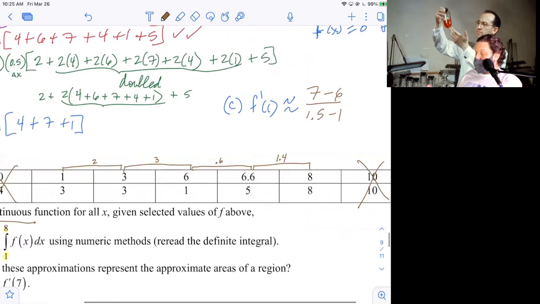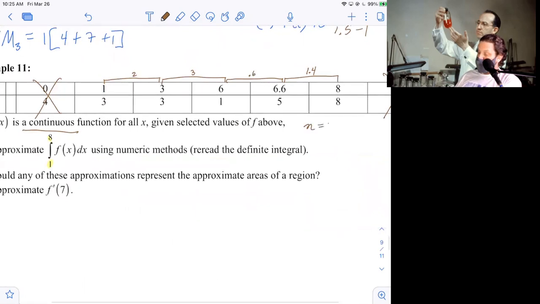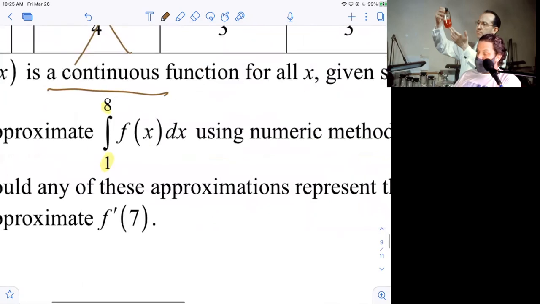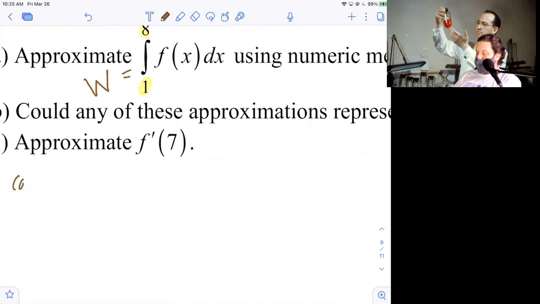Now, when your delta x is different, you can't factor it out. Okay? So you're just going to have to go back to thinking of it as individual pieces. It's not a big deal. Now, how many delta x's did we calculate? 1, 2, 3, 4. So in this case, n is equal to 4. All right? Let's give our integral a name. I think I'll call it W this time instead of I. Just pick a variable. And here we go, part A.